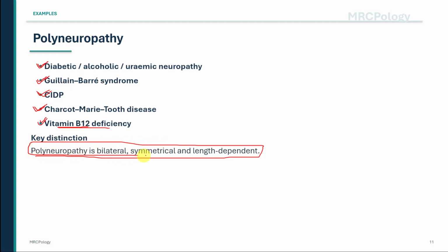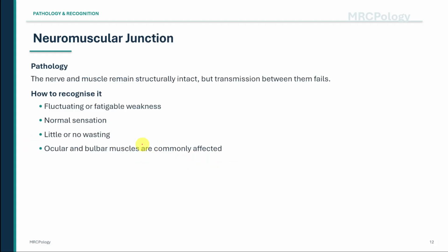We now move to the neuromuscular junction. Here, the motor nerve and muscle fibers remain structurally intact, but transmission of the signal from the nerve to the muscle fails. The main clinical feature is fluctuating or fatigable weakness. Sensation remains normal because sensory pathways are not involved. Wasting is usually absent or minimal, particularly early in the disease.